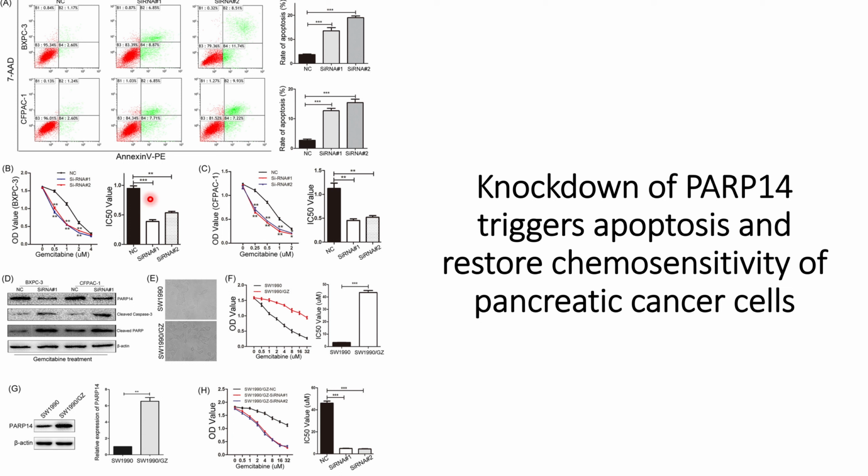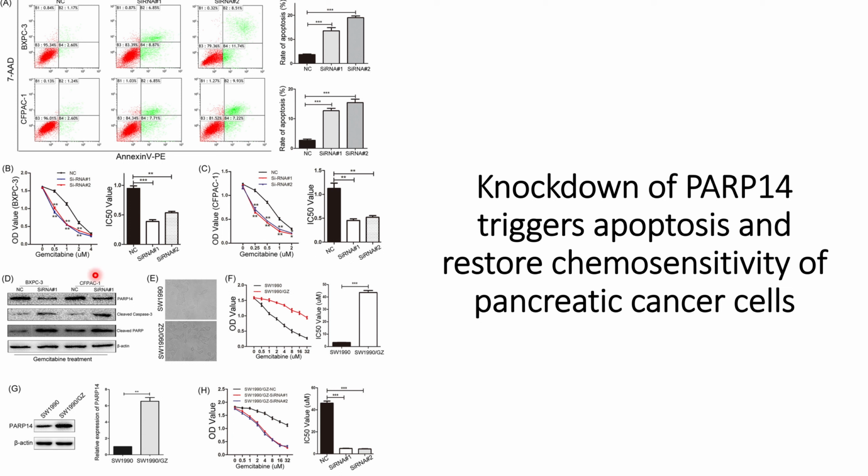And similar things they have observed for CPF-AC1, that is, when the silencing RNAs are used, the number of live cells is low with increase in the gemcitabine concentrations, and also these IC50 values are statistically lower in the case where silencing RNAs are used.